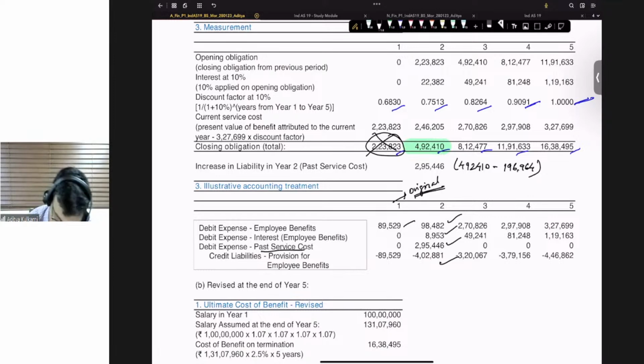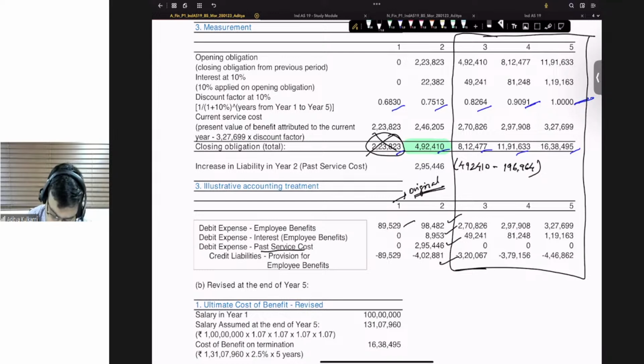In the third year onwards, you will do the accounting as per the revised plan. So expense, you can see 297,327. So in the third year onwards, you will do the accounting based on the revised plan. Is the impact of modification or plan amendment or past service cost clear?